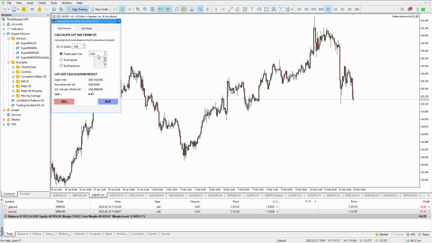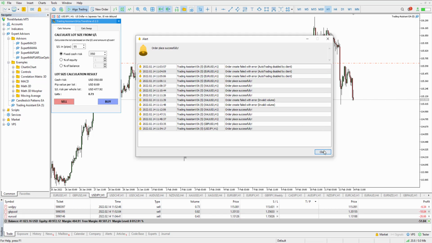Like I said, you can use a fixed amount of your account. So let's say you want to risk $350 on each one of your trades, and then that means 0.40 lot size if you're going to be using a 100 pip stop loss, or if you want to use, for example, a 55 pip stop loss, the same risk of your account, that means you need to open this trade with 0.73 lots, just one click away.